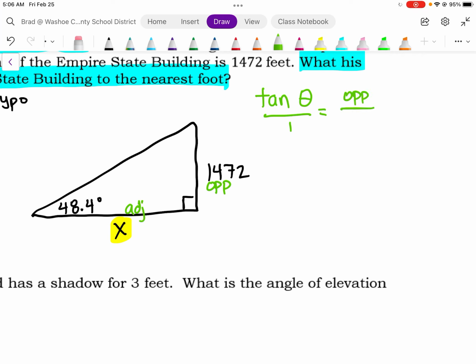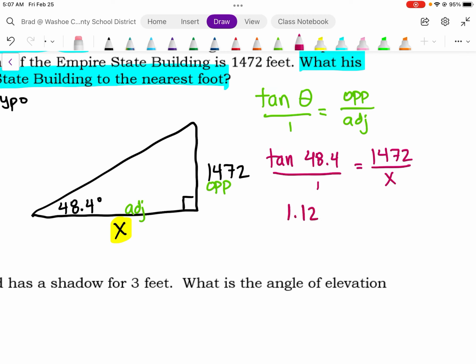So opposite, adjacent. So this is going to be the tangent of 48.4 over 1 is going to be 1472 divided by x. All right, let's find out what that tangent of 48.4 is on our calculator. And I get 1.126 over 1 is equal to 1472 divided by x.